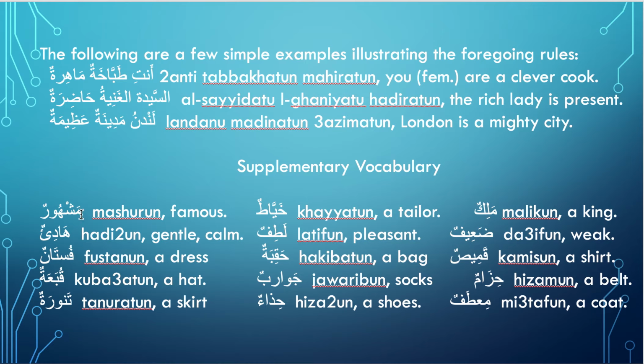Let's read them together. مشهورون, famous. هادئ, calm or gentle. فستان, a dress. قبعة, a hat. تنورة, a skirt. خياط, a tailor. لطيف, pleasant. It could be gentle like a gentleman, or لطيف as well. Pleasant. حقيبة, a bag. جوارب, socks.